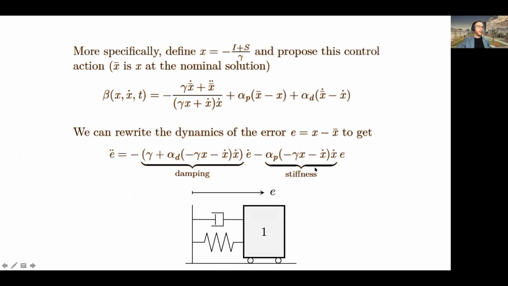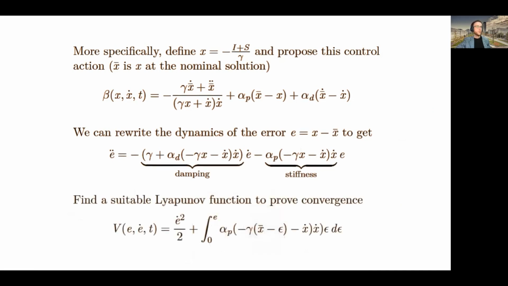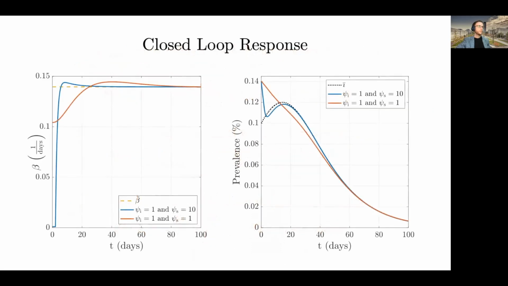We get the dynamics of the error, which is equivalent to the behavior of a mass spring damper system with nonlinear damping and stiffness. So we can take inspiration from the state-of-the-art of nonlinear control of mechanical systems to propose a Lyapunov function that we can then use to prove closed loop stability. And this is how the nominal behavior of this closed loop strategy looks.